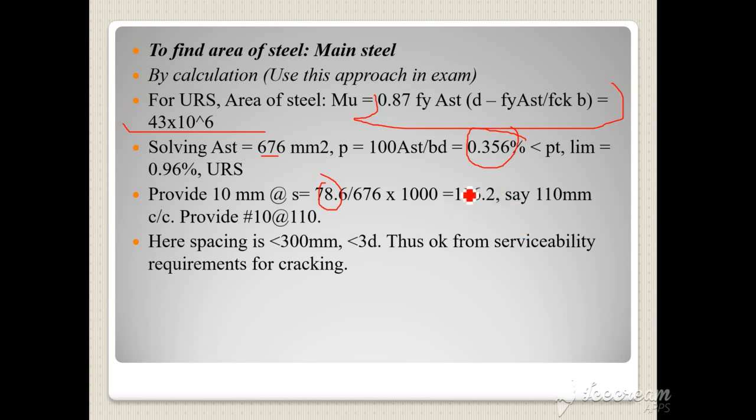So the spacing calculated is 116.2. So we are providing 110 mm center to center. So we are providing 10 mm bar at 110 center to center as per calculation. The other criteria for spacing is it should be less than 300. So it is less than 300. It should also be less than 3 times the effective depth.